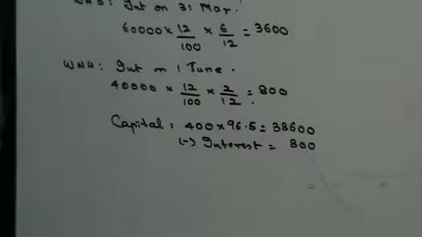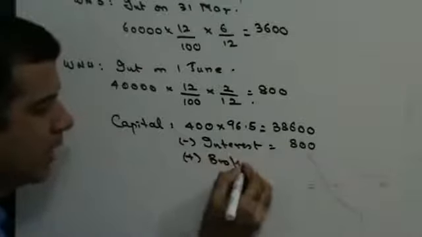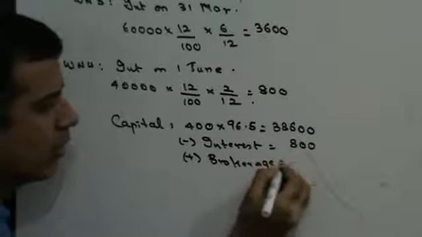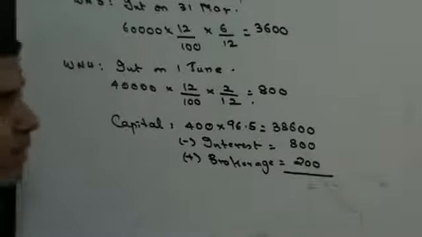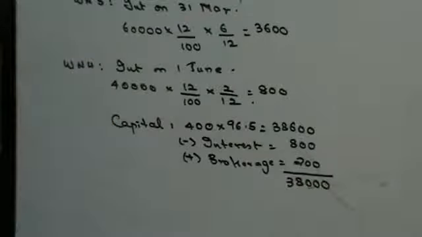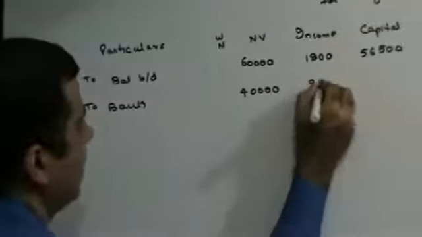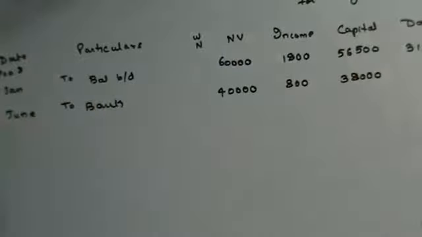When you buy, you have to add the brokerage, because that is going to add to your cost. That 200 extra you have to pay. So the net value of your security becomes 38,000. So your income is going to be 800 and capital is going to be 38,000. Fine, do we get this thing clear? Okay, let's move on ahead.